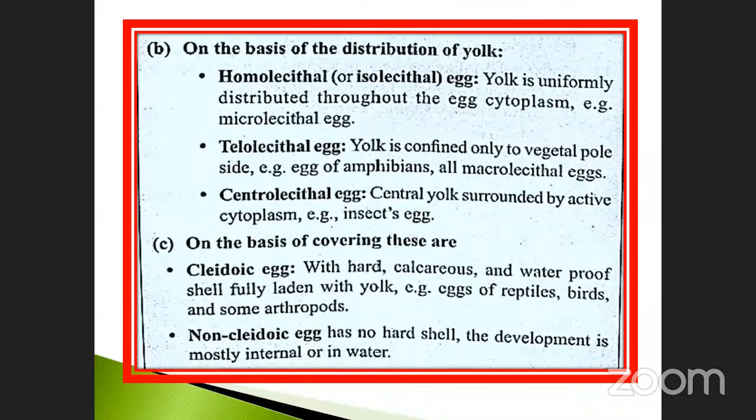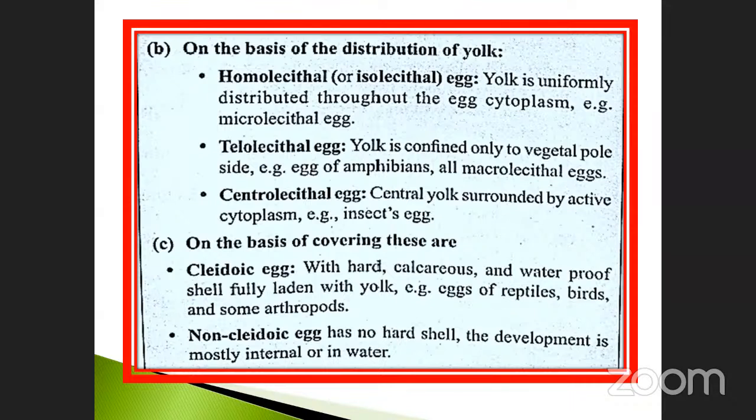Non-cleidoic eggs: some of them have no hard covering. But instead of a hard covering, a plastic rubber-like structure is present outside. As there is no hard shell, the development is mostly internal or in water. Such types of eggs are non-cleidoic eggs. You know the difference between cleidoic and non-cleidoic.